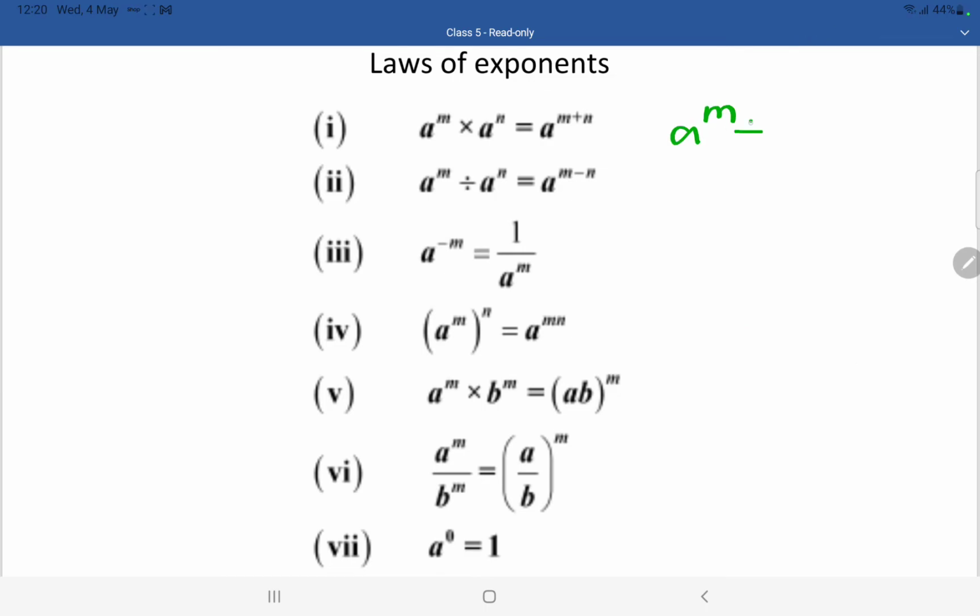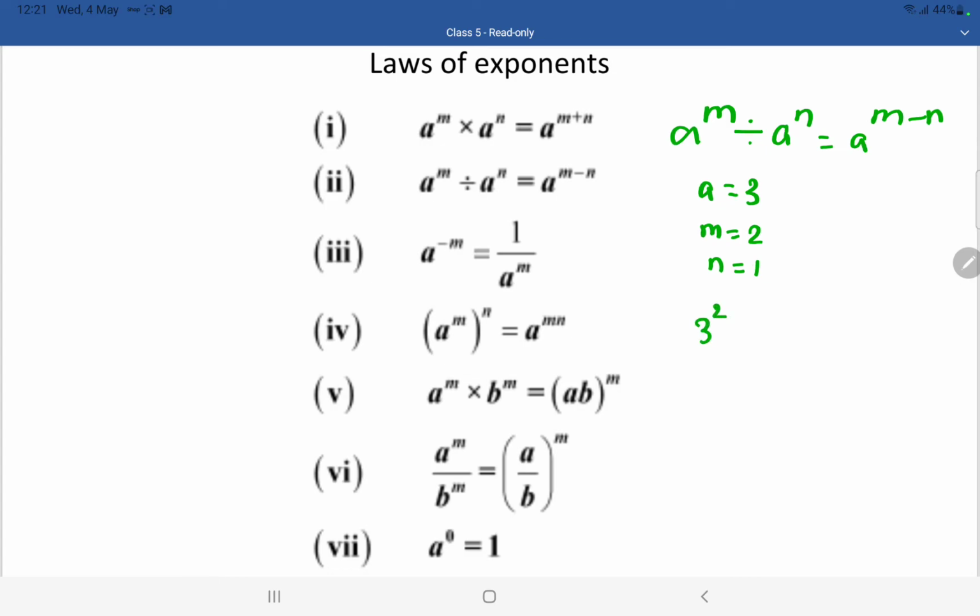a power m divided by a power n is equal to a power m minus n. Now, once you do problems, you will be clear with these laws of exponents. But let me explain them with examples also so that you will be more clear. Okay. So if we just see here also both the bases are same and the powers are different. But here if you just see, it is dividing. That's why I will take the same values. A is equal to 3, m is equal to 2, n is equal to 1.